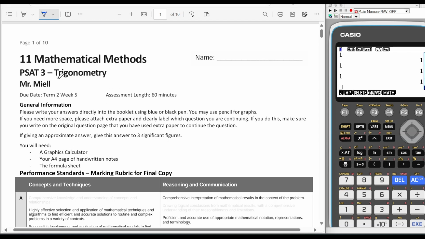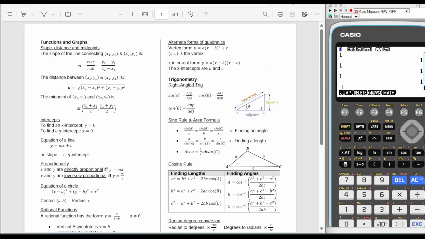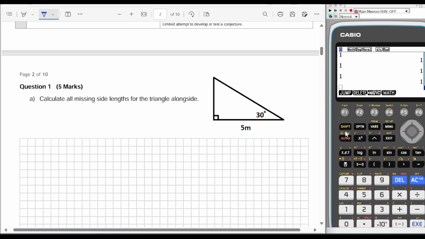Alright, we're looking at the practice test for trigonometry. Before we start, just make sure you've got your formula sheet and your calculator. So, first question, we want to label this triangle.